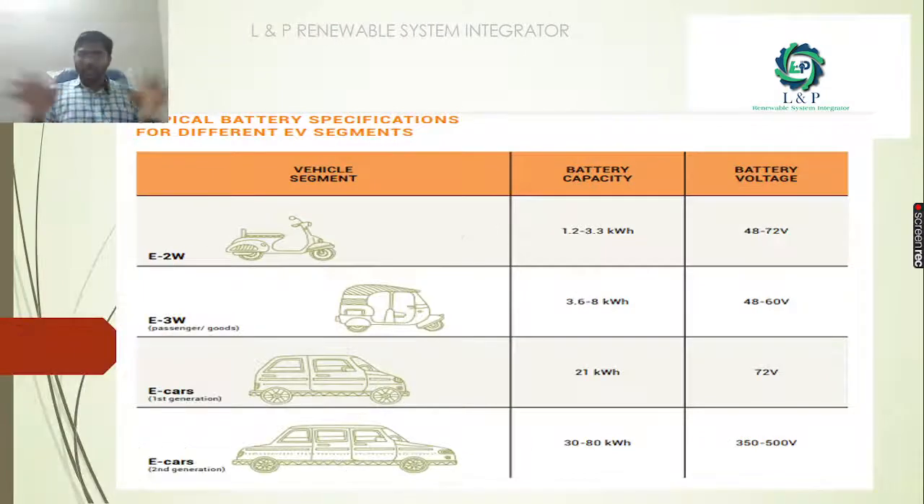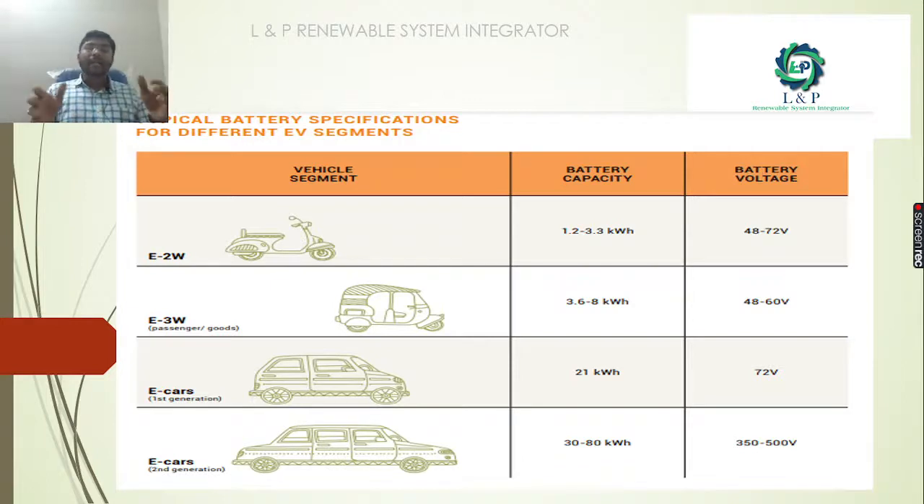Typically, for battery specifications across the different electric vehicle segments, for two-wheelers the battery capacity should be from 1.2 to 3.3 kilowatt hours, and the battery voltage can be from 48 volt to 72 volt. If you go for three-wheelers, either for passengers or goods, they should have a battery capacity of 3.6 to 8 kilowatt hours, and the battery voltage can be from 48 to 60 volt.